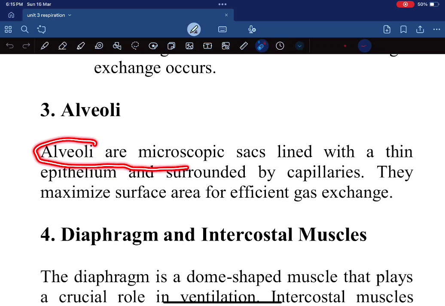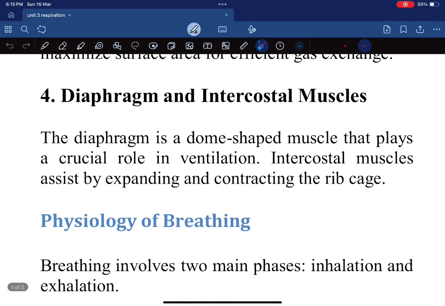Alveoli are microscopic sacs lined with a thin epithelium and surrounded by capillaries. They maximize surface area for efficient gas exchange. Diaphragm and intercostal muscles. The diaphragm is a dome-shaped muscle that plays a crucial role in ventilation. Intercostal muscles assist by expanding and contracting the rib cage.